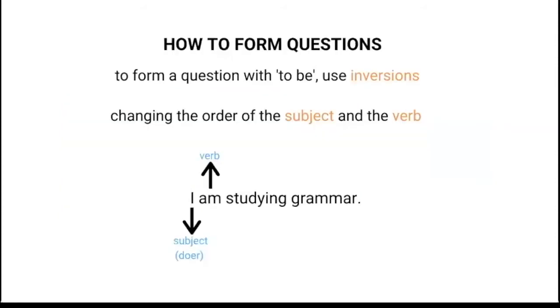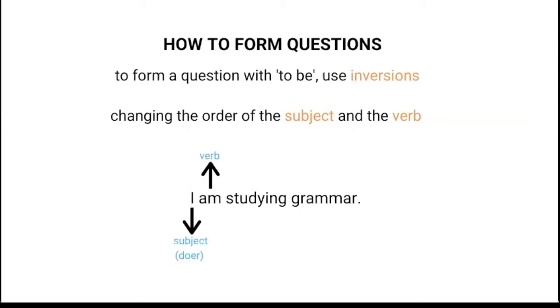Now, we're going to learn how to form questions. So to form a question, we're going to use what is called an inversion. Okay? What do you mean by that, Brian? Well, don't worry. That just means changing the order of the subject and the verb to be. Okay? So you have a subject, which is the doer, and the verb. And then you have the rest of the sentence. So for example, here, I am studying grammar. So I is the subject, am is the verb.